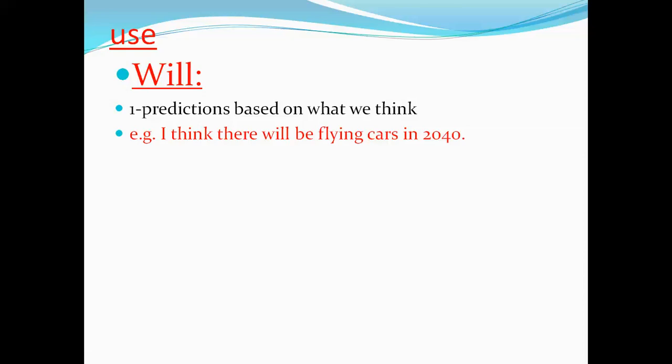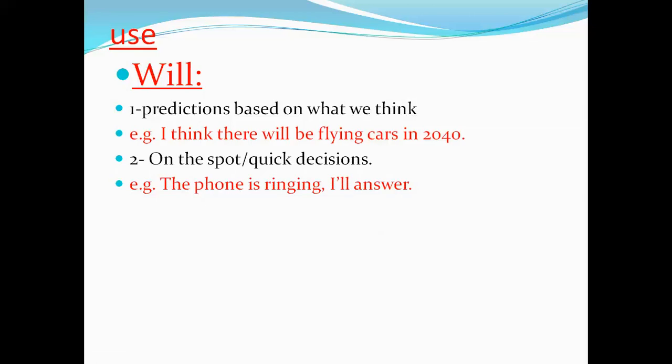Number one, will. When can I use will? We use it for predictions based on what we think or imagine. Example, I think there will be flying cars in 2040. Number two, for on the spot or quick decisions. Example, the phone is ringing, I'll answer. Birthdays, Anne will be 30 next month.